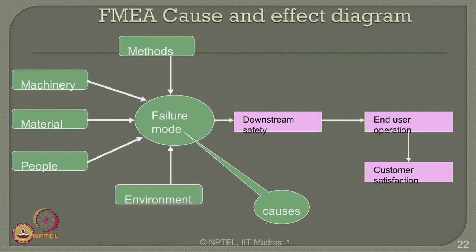Now, we call these as causes and we call these as effects. So, put together is what we call as cause and effect diagram. So, after you do FMEA, you must also bridge the causes and effects in a model, what we call as cause and effect diagram.